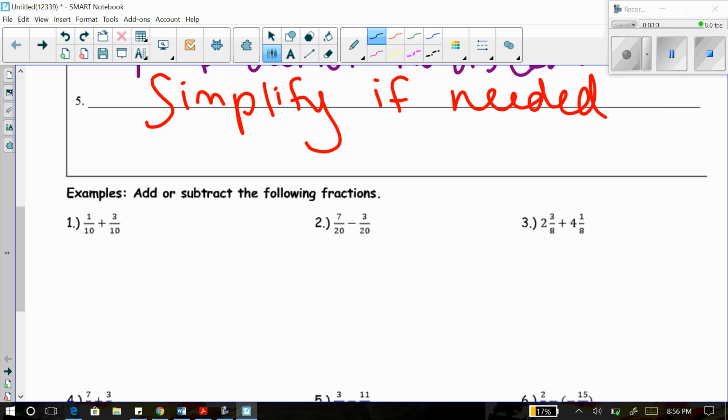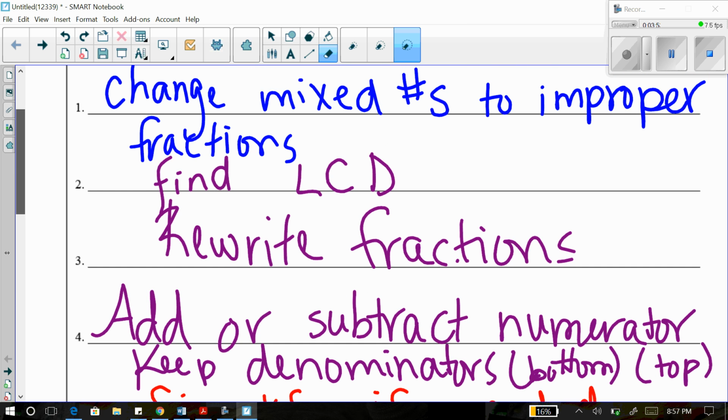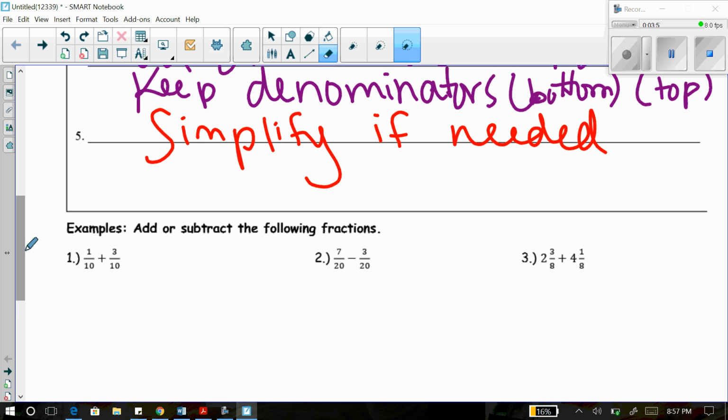So we can only add or subtract fractions when they have the same denominator, the same bottom numbers. When they have different bottom numbers or denominators, that's when things get a little bit tricky, but not too bad. So step 1, you change any mixed numbers to improper fractions. These are not mixed numbers, so we don't have to do step 1.